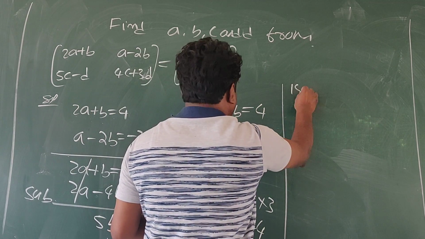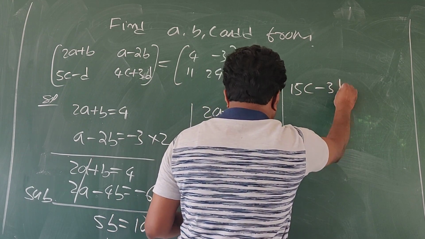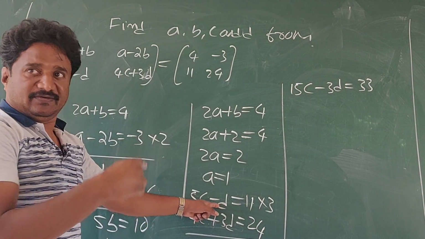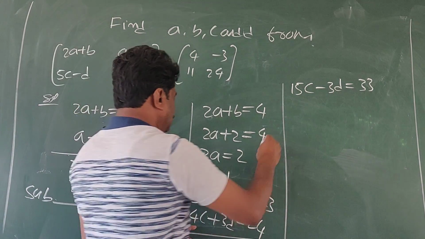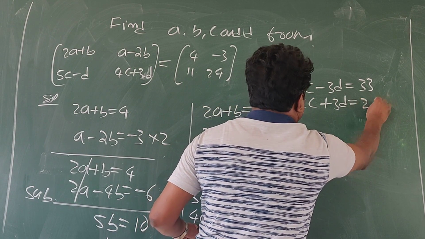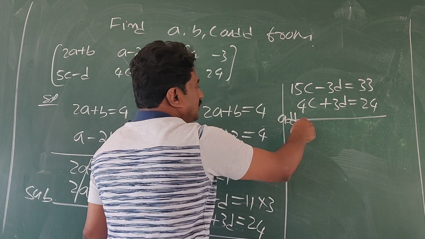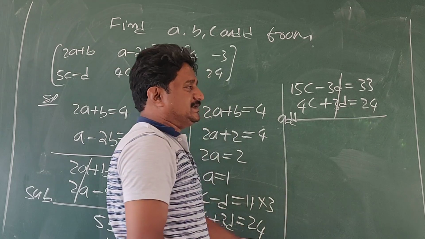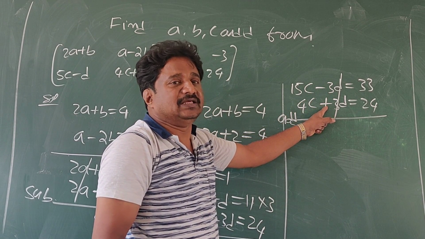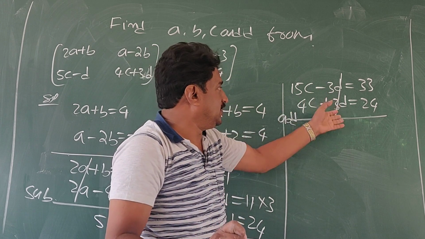5 3s are 15, so 15C minus 3D. 11 3s are 33. Next, 4C plus 3D is equal to 24. You go for adding. On adding, the D terms cancel: minus 3D plus 3D. The same terms with opposite signs become 0.